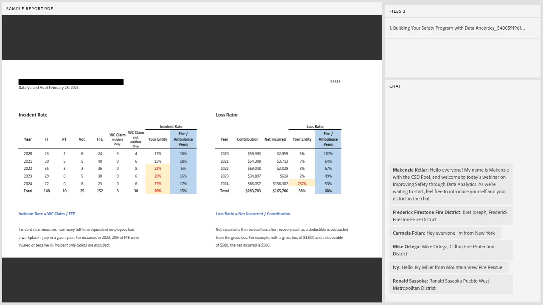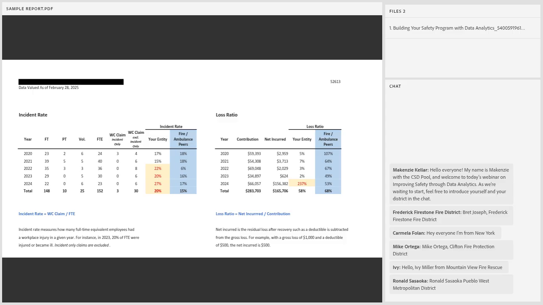And moving on to the next page, here we focus on incident rate and loss ratio. So what is an incident rate? It's basically a metric that tells you how many full-time equivalent employees experienced workplace injuries in a given year. Now, full-time equivalent is different from full-time employee, okay? Many of our members employ part-time workers or volunteers. So for reporting purposes, we estimate that each part-time or volunteer position equals about 10% of a full-time employee. So, for example, 10 part-time workers would count as one full-time equivalent.